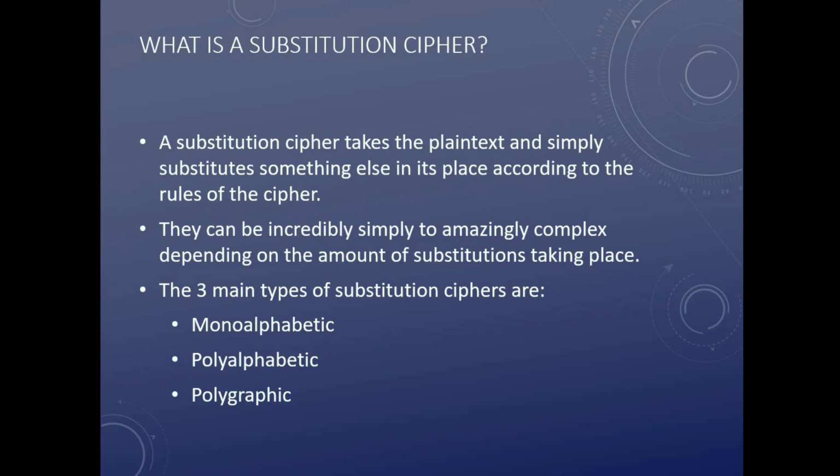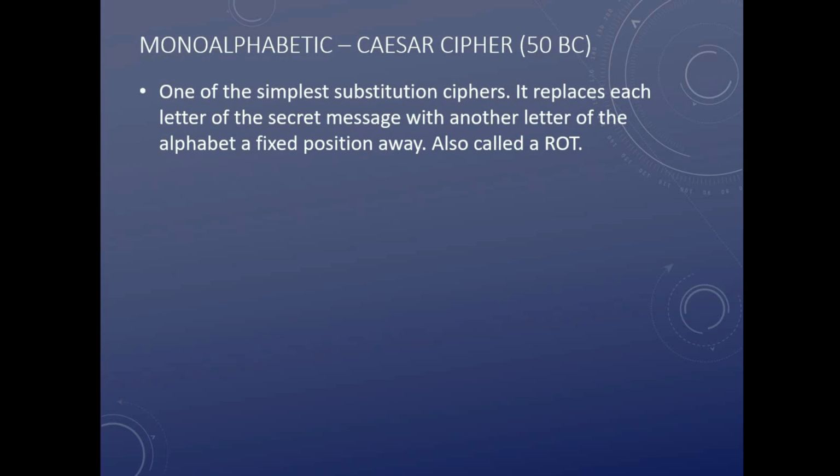There's three main types: monoalphabetic, polyalphabetic, and polygraphic. Now we're just going to deal with the monoalphabetics in here, some of your more simple ones. The first one we're going to talk about, not the first one that was ever done, is the Caesar cipher.